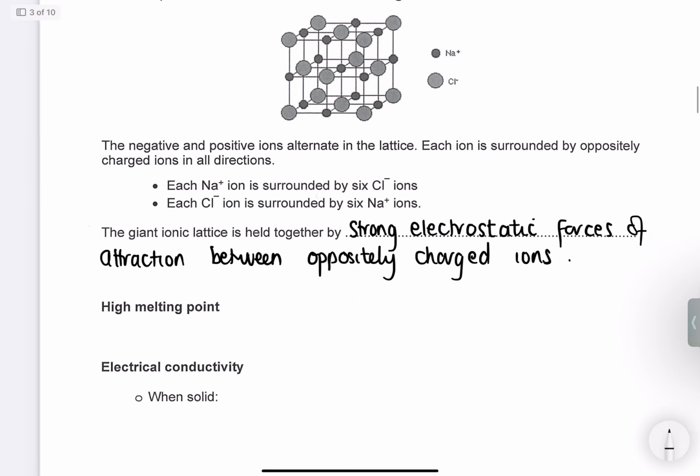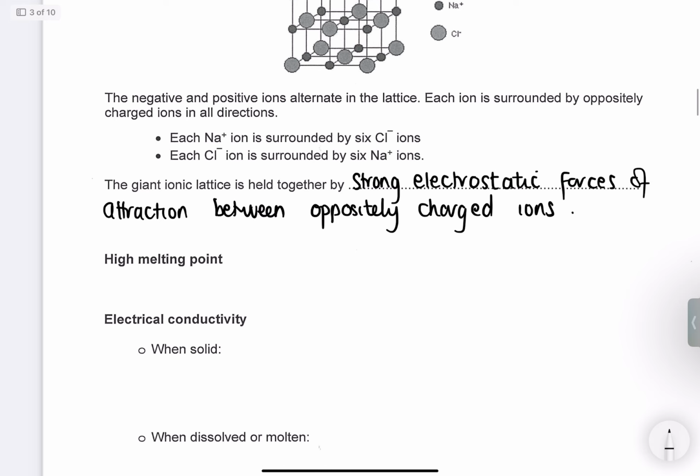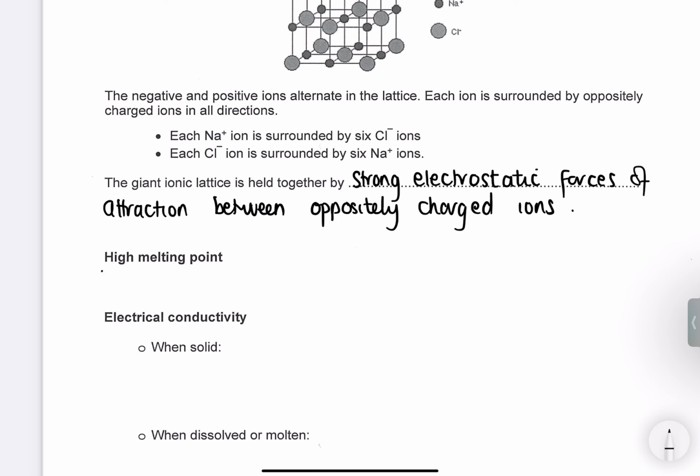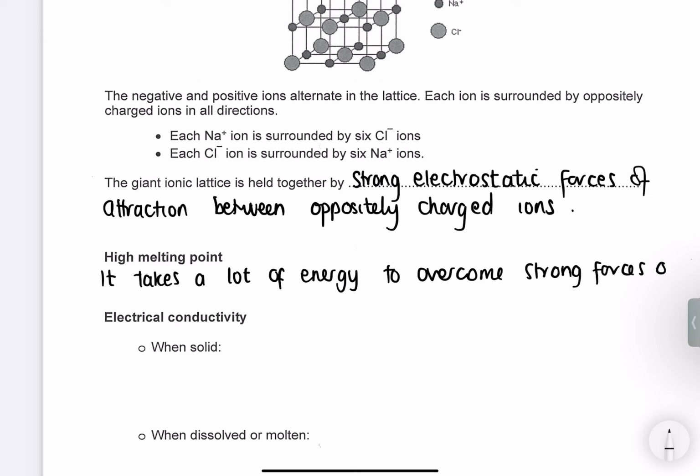So why do they have a high melting point? They have a high melting point because it takes a lot of energy to overcome strong forces of attraction between oppositely charged ions.